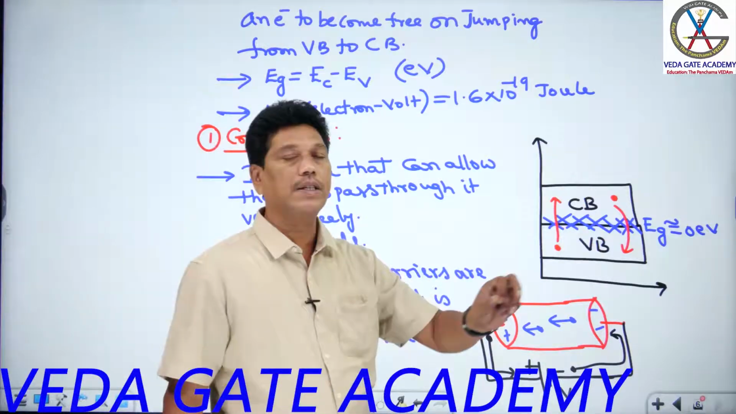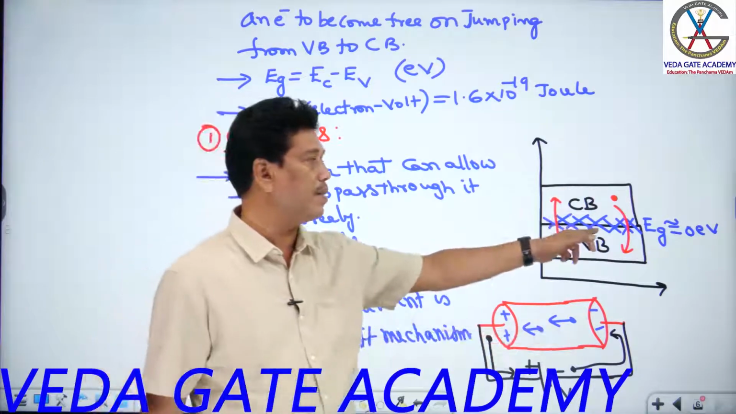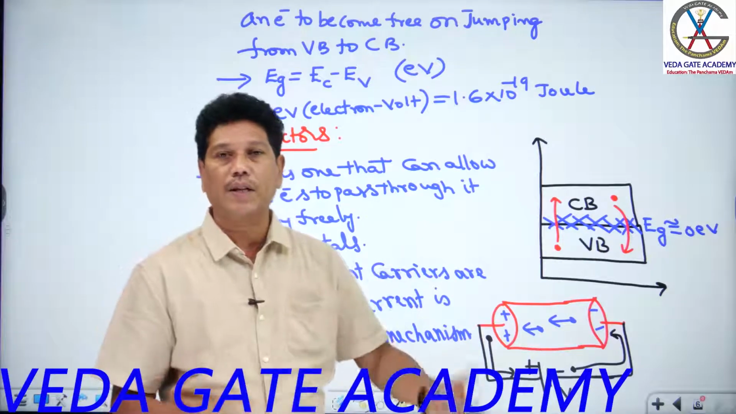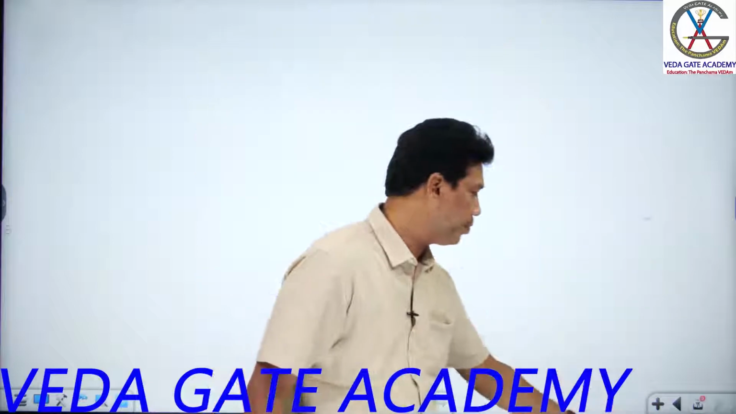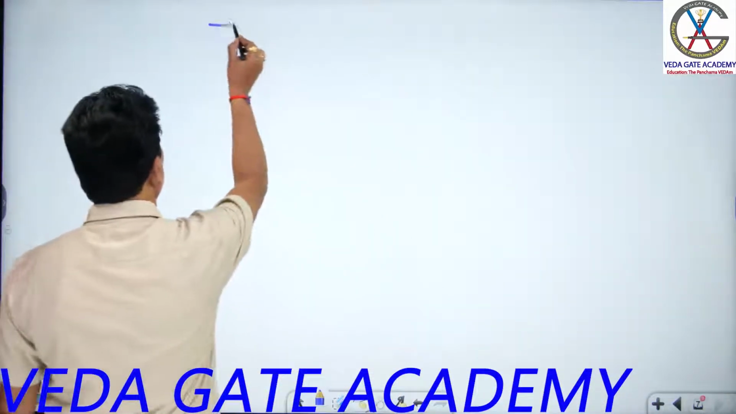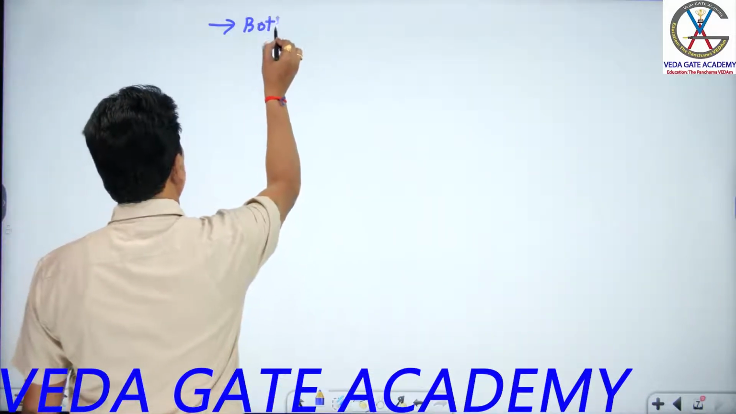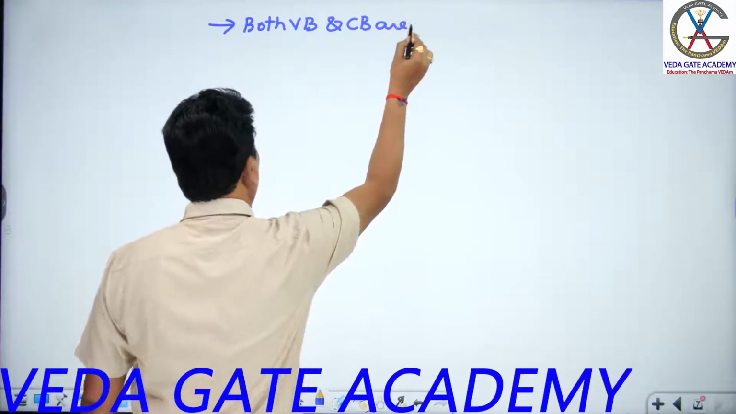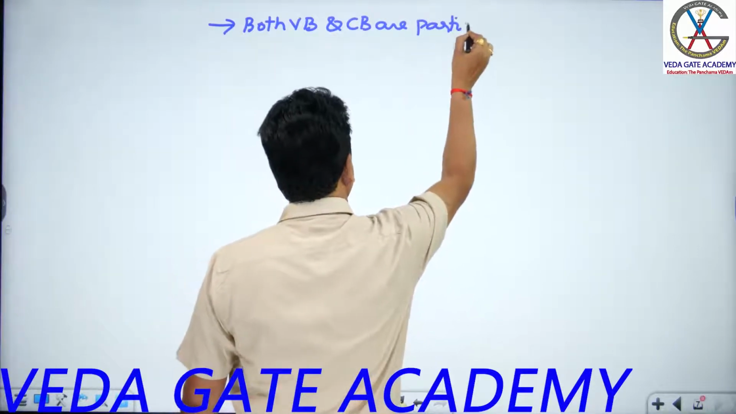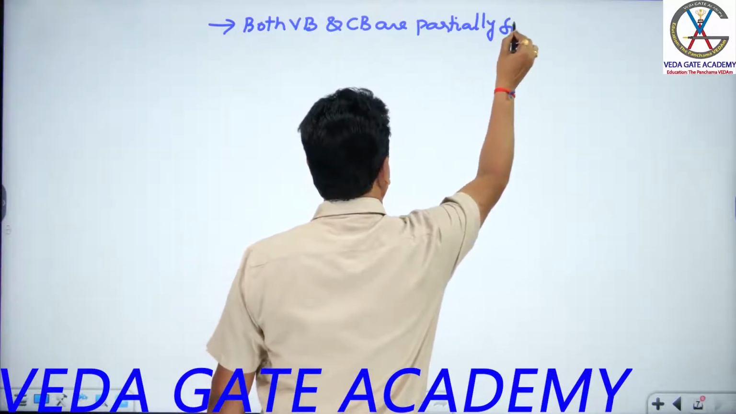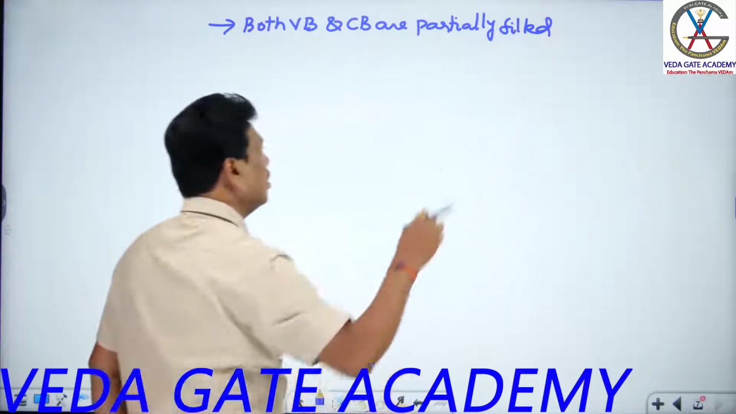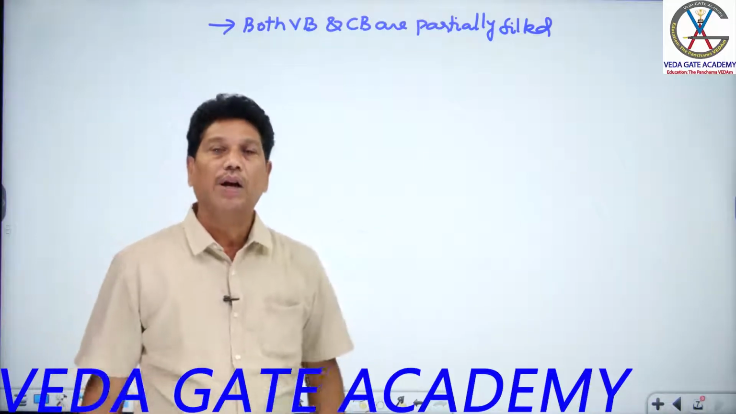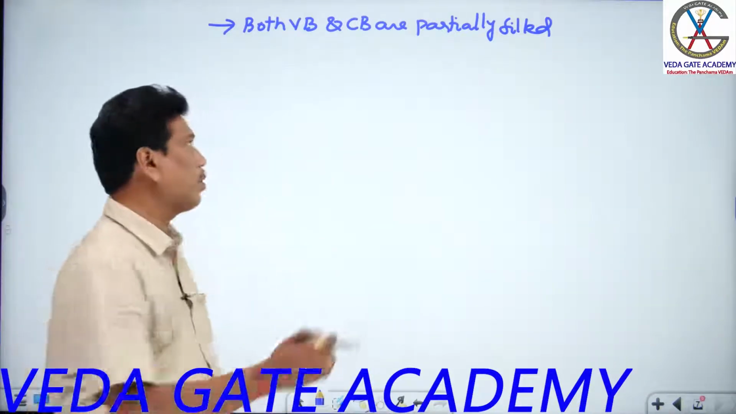Here the valence and conduction bands are partially filled, students. Partially filled means none of them is completely filled, because electrons are continuously circulating around the valence and conduction bands. Both the valence band and the conduction band are partially filled. None of them is completely filled, because electrons do not stay in a single area. They continuously move around the valence and conduction bands, students. Understood now?